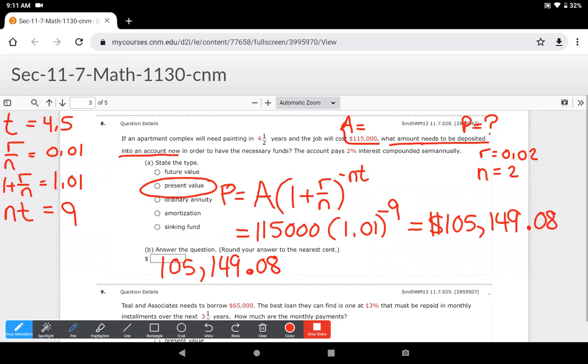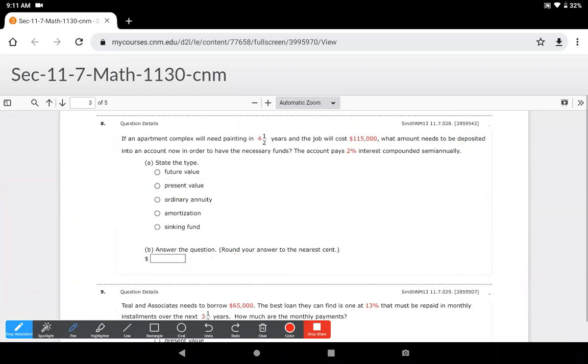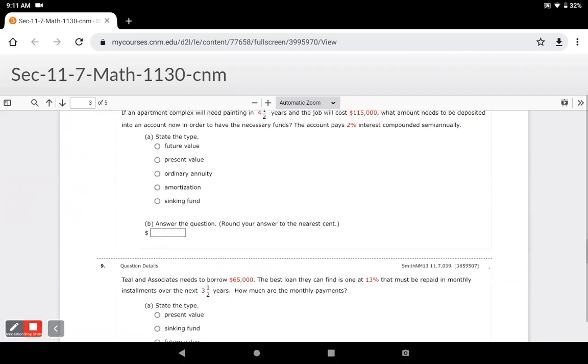So not bad. We get like 10 grand for quote unquote free, or it seems like a 10 grand discount to us, right? Because we didn't have to pay it. We just had to put the money away until the paint job happened. So not bad. I approve. I don't mind it.